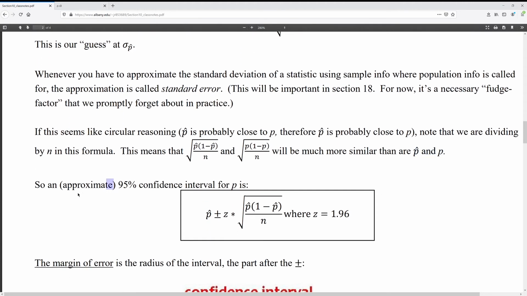Now, we promptly forget about the approximate because it is inevitable. It is just unavoidable. But remember it for the future, or keep it in the back of your mind that there is this fudge factor in the formula.